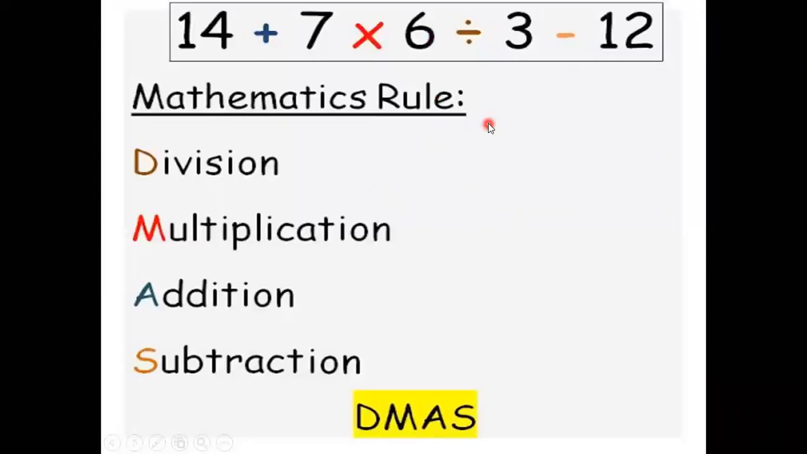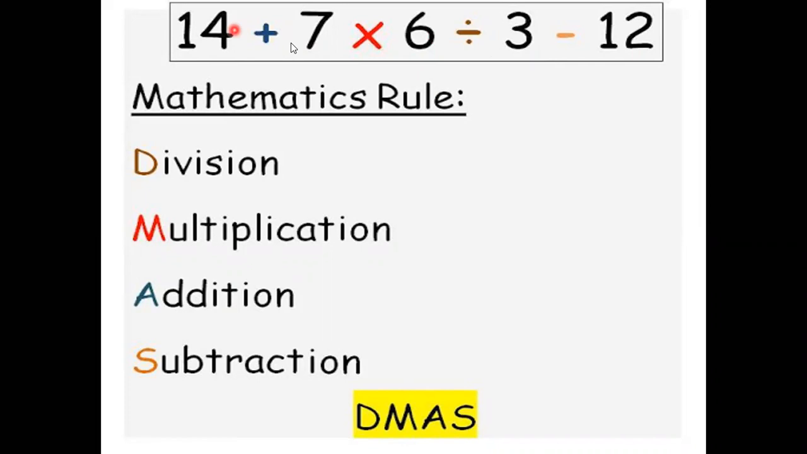See, in this example, there are more than two operations in a single question: 14 plus 7 multiply 6 divided 3 and then minus 12. If I don't know the DMAS rule, then what I will do is simply start my solution from this step. First of all, I will add them, then multiply, then divide, and then 12, and definitely I will get a very different answer from the real one.